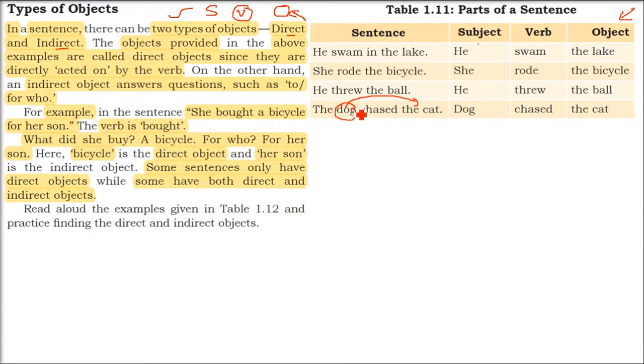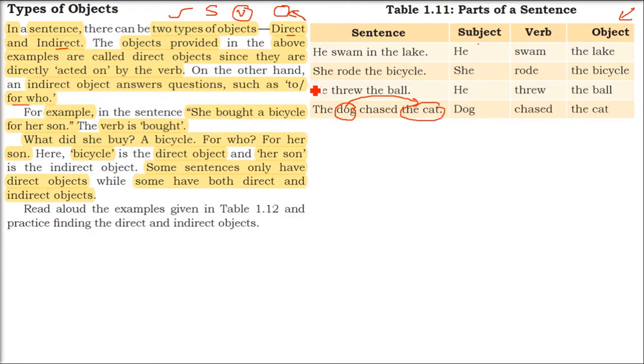The dog is chasing the cat. Dog is the subject, and the cat is the object. So the cat is being chased directly by the dog. So here it is a direct object. But there are certain indirect objects also. Indirect objects answer the question to or for whom. Let us take an example. She bought a bicycle for her son.